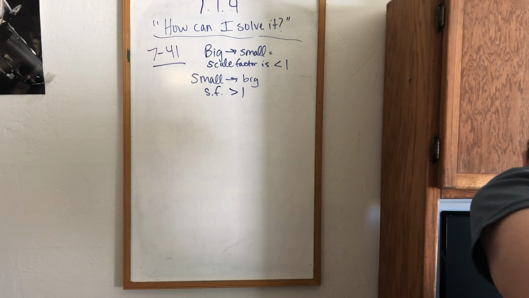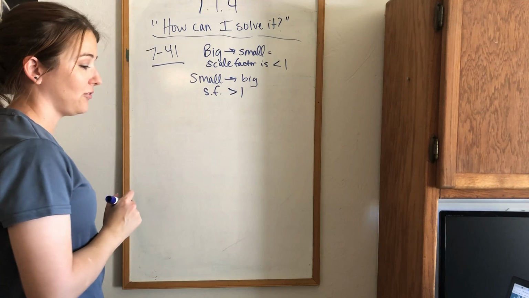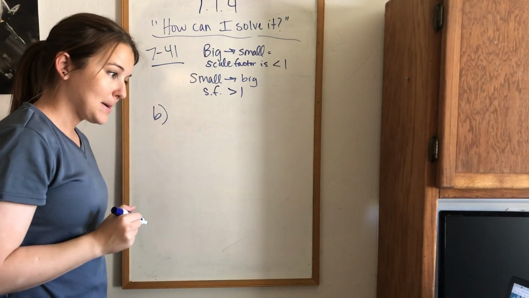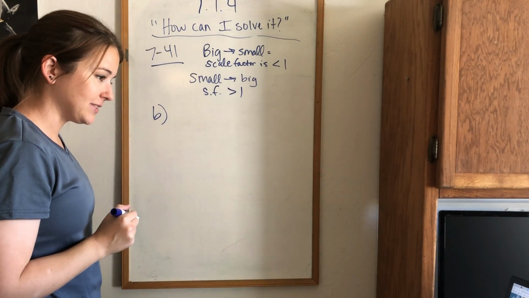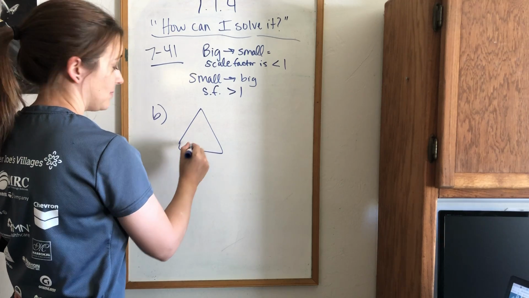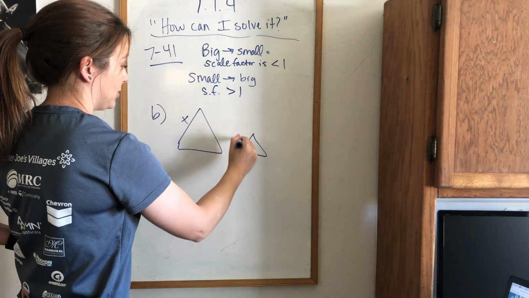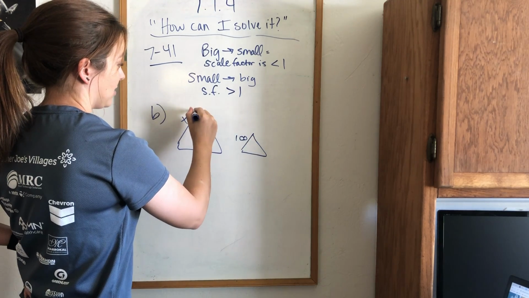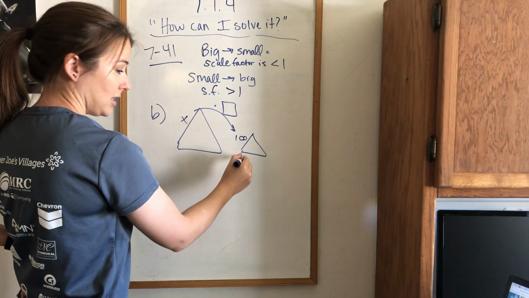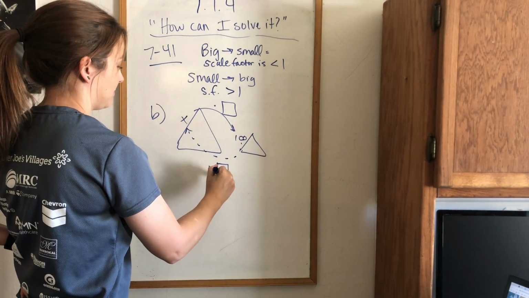So let's look at part B. How can the relationship of the scale factors between similar shapes help Lee find the missing scale factor in his diagram? So I'm going to draw his diagram. I'm going to draw it bigger this time. So there's his triangle with the X. There's his little triangle with the 100. And then it goes from X to 100, and we multiply by something. And then it's got the little dotted line, and it says to multiply by something.